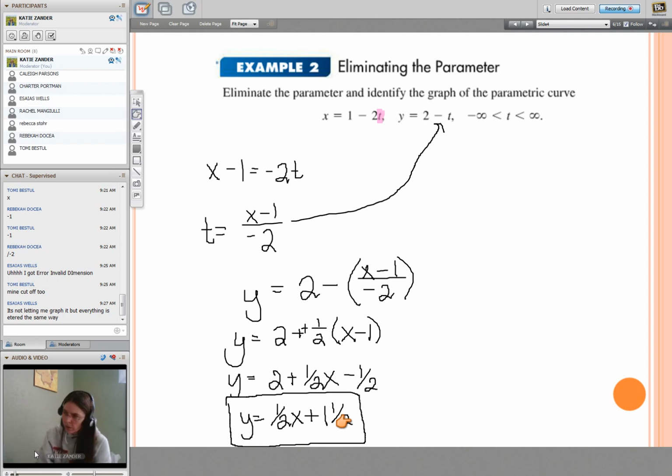I'm not sure why it won't let you graph these. It could just be something finicky on your calculator right now. We'll skip over this one. There's some other graphing ones.